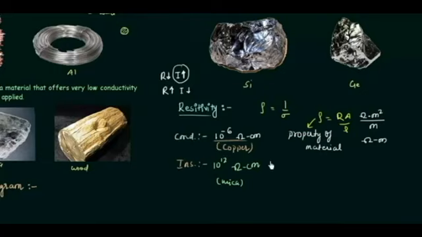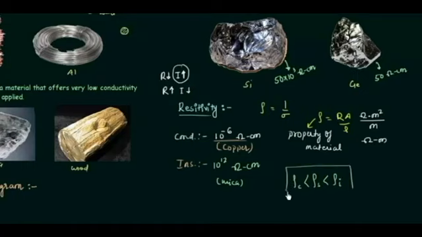Whereas the resistivity of silicon is 50 into 10 to the power 3 ohm centimeter, and for germanium it is 50 ohm centimeter. So you can clearly see that the resistivity of the semiconductor, let's say rho s, is less than the resistivity of the insulator, and it is greater than the resistivity of the conductor, rho c. This is the relation that you must keep in your mind, and depending on this we have the flow of current through these materials.